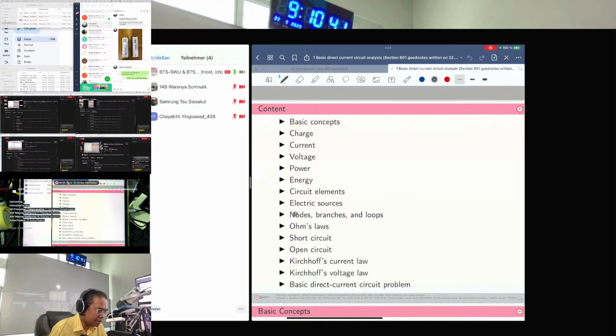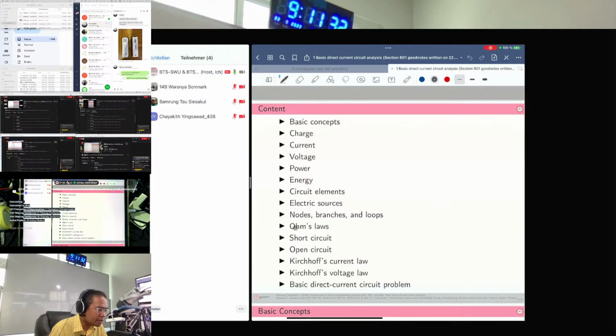The next one is, you need to know what a node is, what a branch is, and what a loop is. A node is the connection of at least two branches. And what is a branch? A branch is a circuit element. You need to know first what a branch is, and after that you can find a node. The loop will come later, which is not difficult. It's the easiest quantity to find.